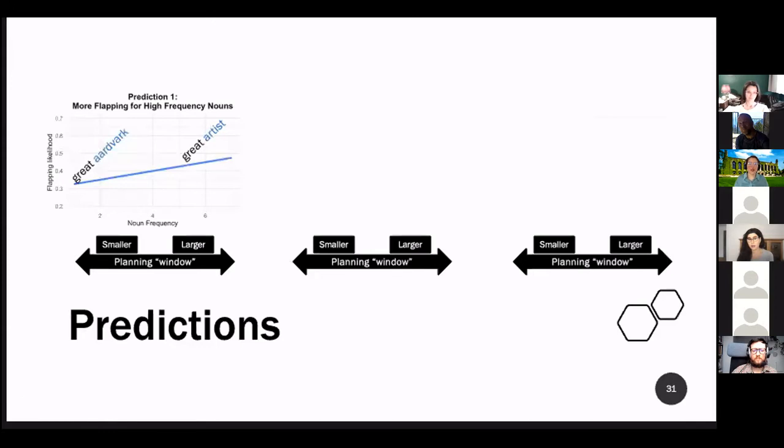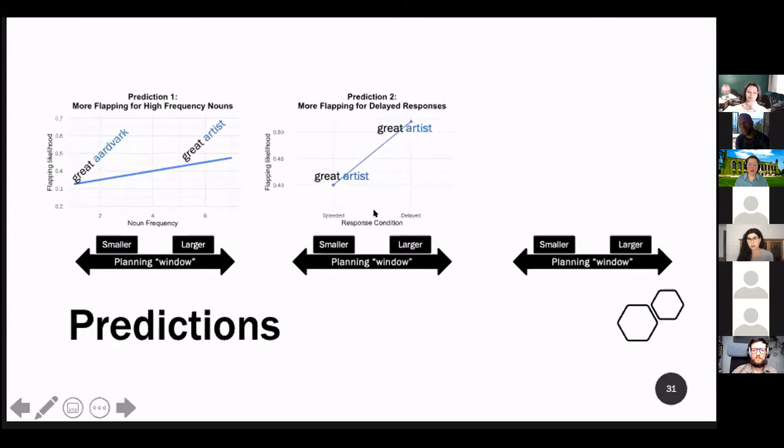So in terms of the predictions, I'll walk you through these 3 quickly, and then I'll show you the results. The first prediction looks very similar to what we would expect from the corpus studies, right? So along the x-axis here, we have frequency of the noun, again, so like whether it's artist or aardvark, so low frequency nouns on the left and higher frequency nouns on the right. And then on the y-axis, again, we have flapping likelihood, and we expect to see that there's a positive correlation between those two. So if the following word is harder to plan, it takes longer to plan, then the target word should be less likely to flap.